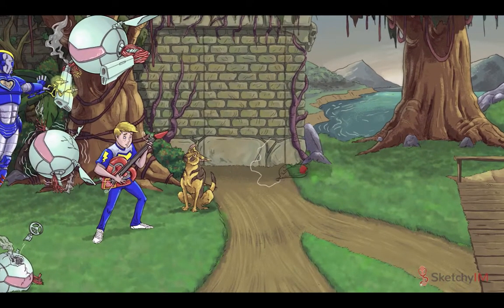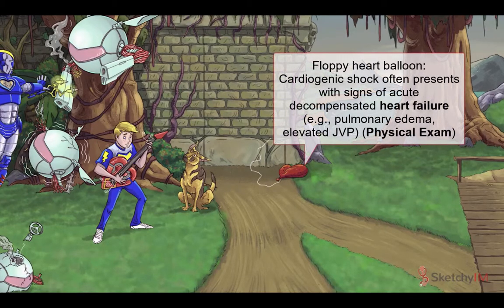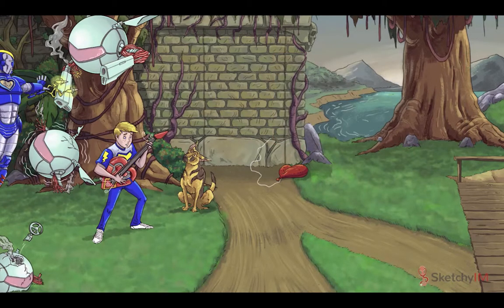Since we're talking about pump failure, it kind of follows that cardiogenic shock often presents with signs of acute decompensated heart failure, represented by our recurring sketchy symbol, the floppy heart balloon. Yep, that's Hypoxos. Ruining children's lives one deflated balloon at a time. The man's sick, I'm telling you.